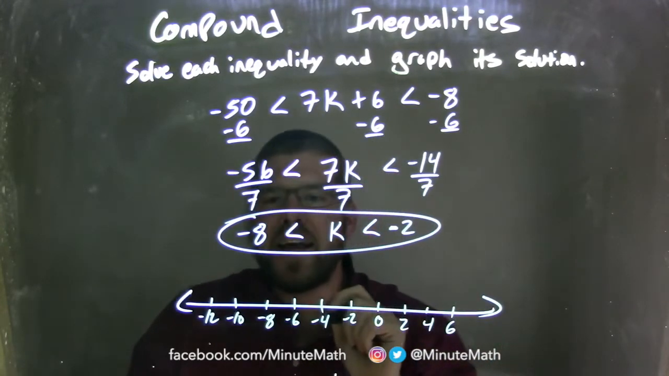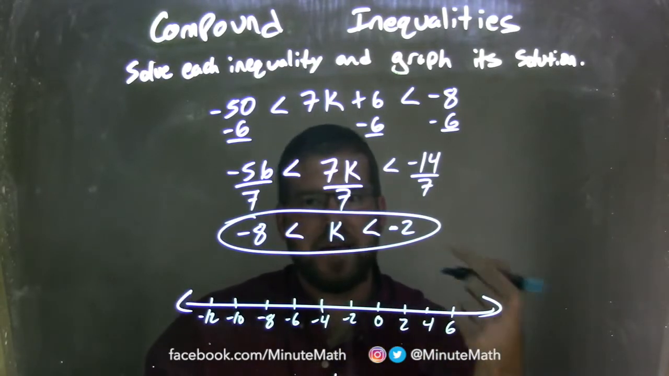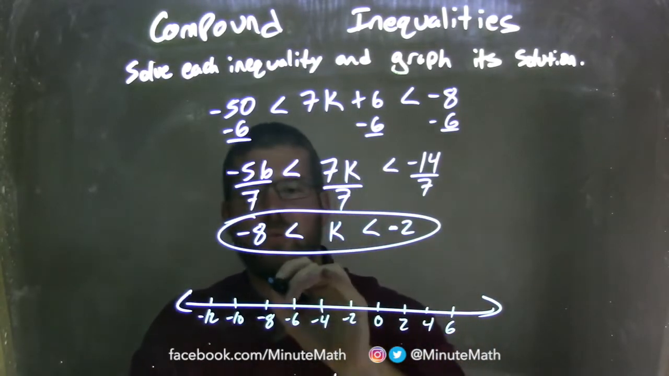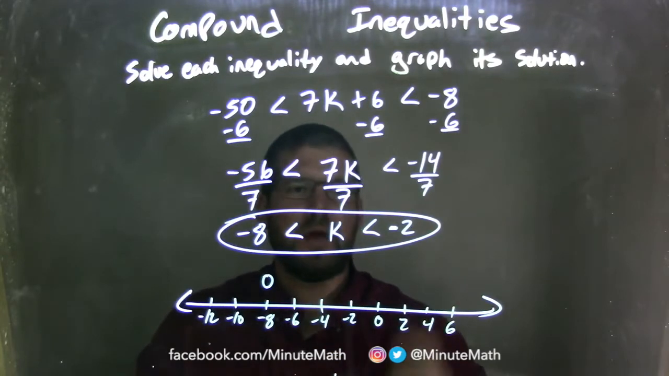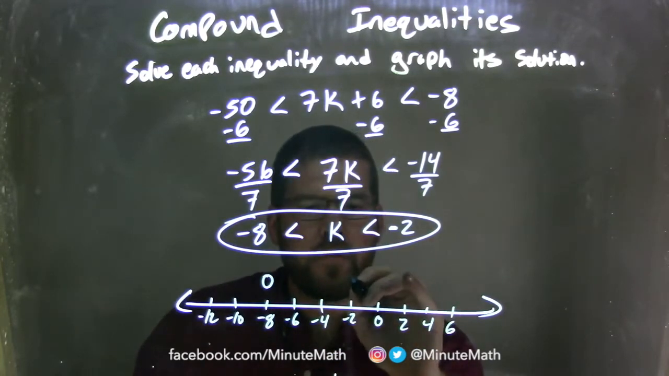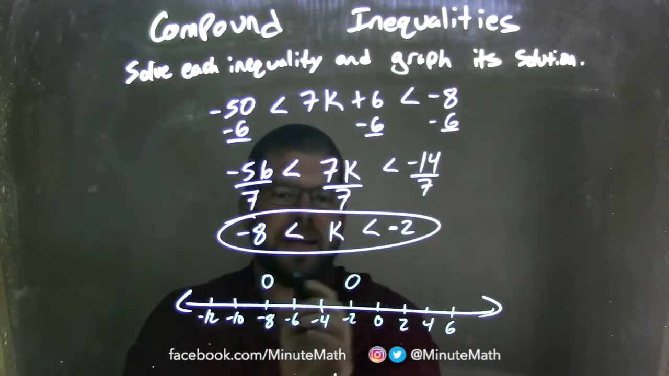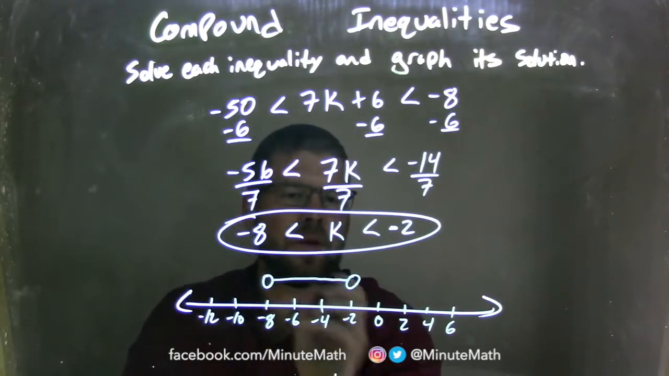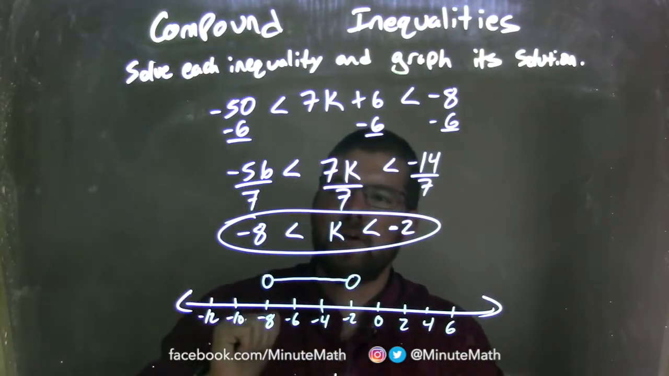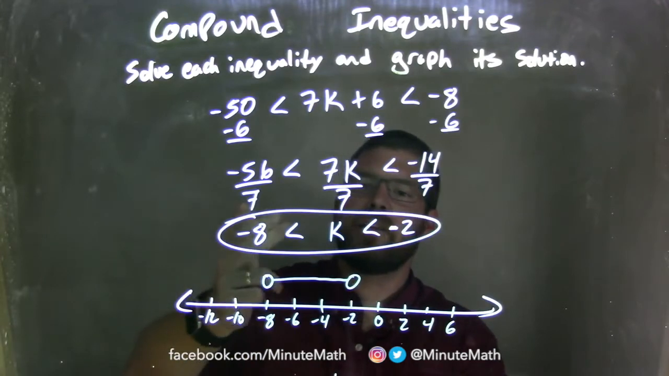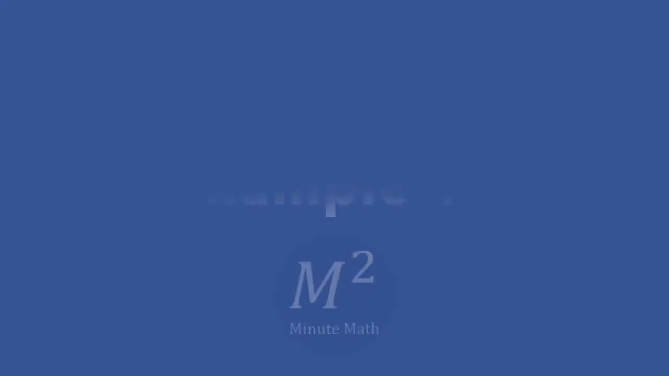Okay? Well, -8 is less than k, which is less than -2. It can't equal -8, so I'm going to put an open circle there at -8. And it's not equal to -2, so I'm going to put an open circle at -2. So now k can exist between them. I put my line between there, and there we have it. Our graph here matches our final answer, which is -8 is less than k, which is less than -2.